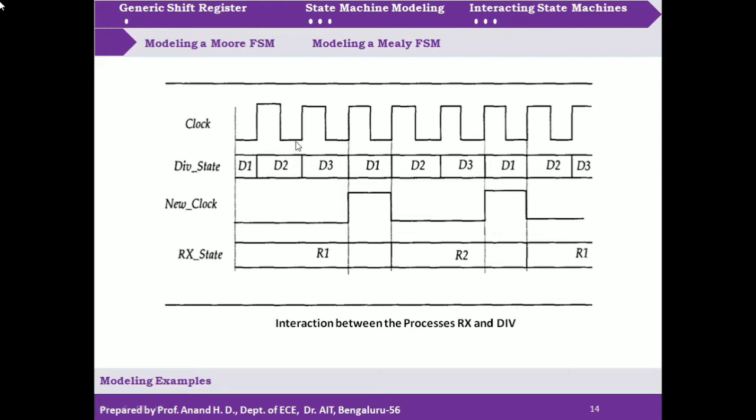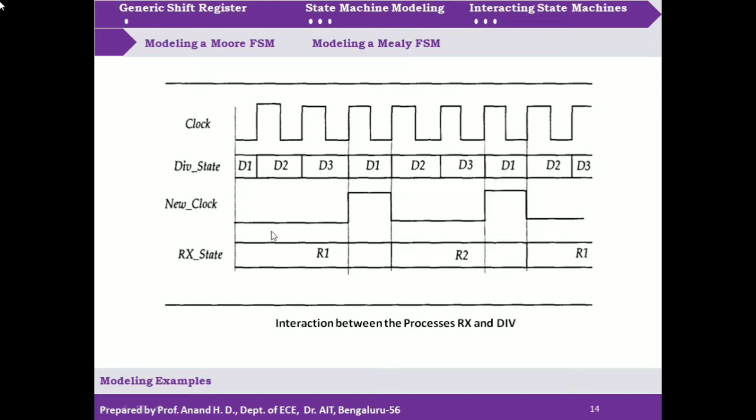When it makes a state transition from D2 to D3, again new_clock remains 0, but when it makes a state transition from D3 to D1 at the next positive edge of the clock, the new clock signal will be made high. So when it remains in state D1, this will be high. Again, when there is a state transition from D1 to D2 during the next positive edge of the clock input, this will become 0. It remains 0 for the next two states D2 and D3, and at the next positive edge of the clock, again there will be a transition from D3 to D1. At that point of time, the new clock signal will be made high, and it repeats, correct?